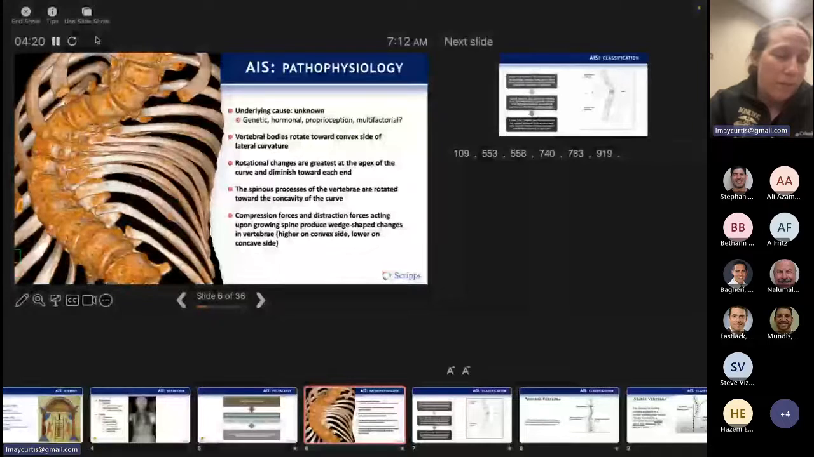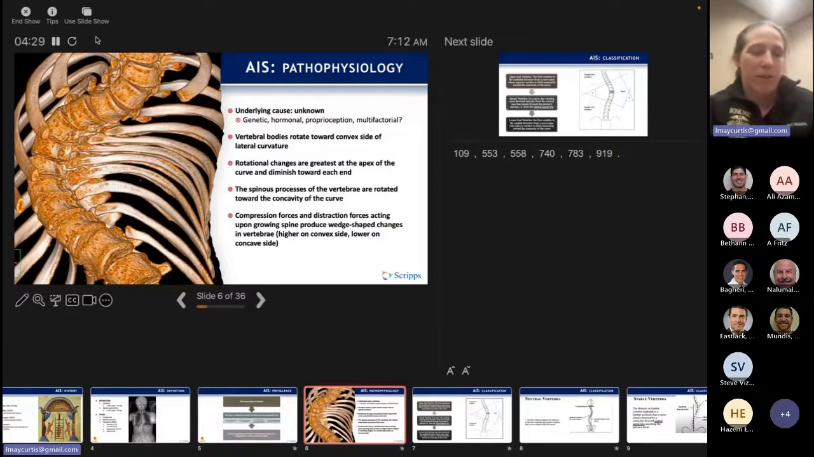One thing that I learned doing this talk is the rotational deformity. The vertebral bodies rotate towards the convex side of the deformity, while the spinous processes rotate towards the concavity. And the rotational changes are greatest at the apex of the curve. And then one thing you can see in the growing scoliotic spine is that compression and distraction forces result in wedge-shaped changes of the vertebral bodies. So they'll be higher on the convex side and lower on the concave side.